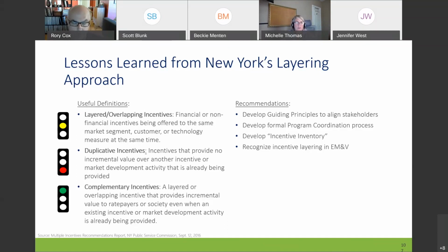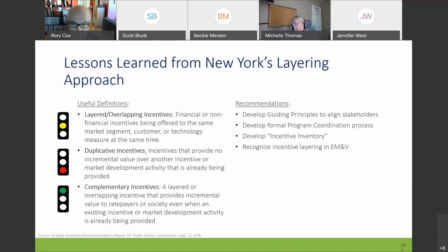So layered overlapping incentives, I think we've covered that, financial or non-financial incentives that are being offered to the same market segment, customer or technology at the same time. Duplicative incentives, essentially that's your double dipping that we want to avoid. And then complementary incentives, a layered or overlapping incentive that provides incremental value. So you'll hear incrementality discussed throughout this presentation in order to increase ratepayer value or societal value.